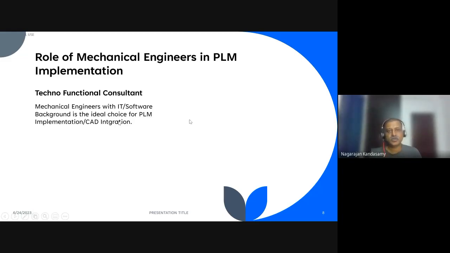I would encourage students who are in their third year or final year, and who have some interest in software, to consider PLM as one of their areas of expertise.